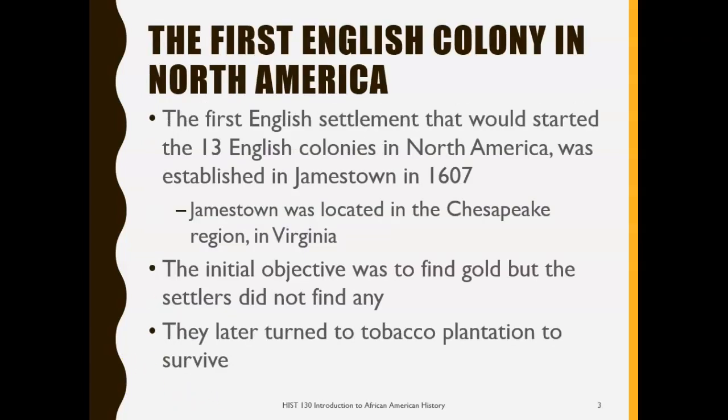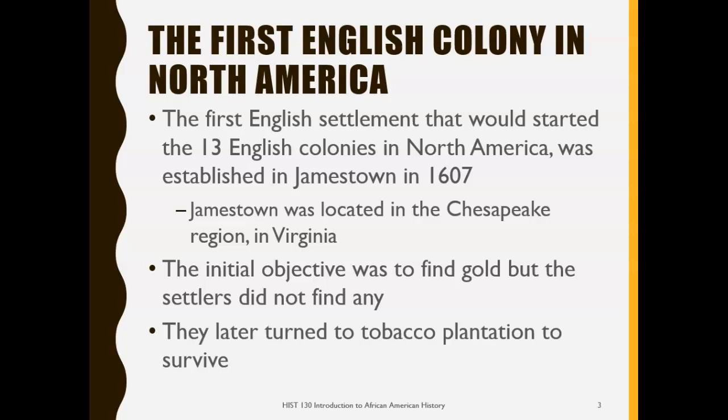You may know a little bit about Jamestown and the first colony in North America, but some of you may not know anything at all about this colony. So this lecture will be a quick summary of the history of Jamestown. So, the first English colony or settlement in North America was founded at Jamestown in 1607, and that was the beginning of the 13 English colonies in North America, which would become the United States of America today.